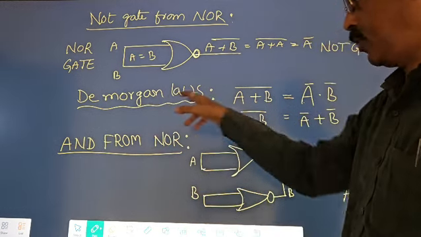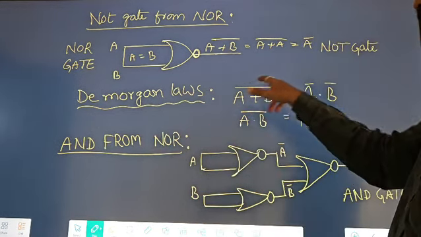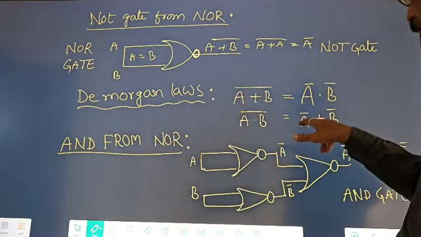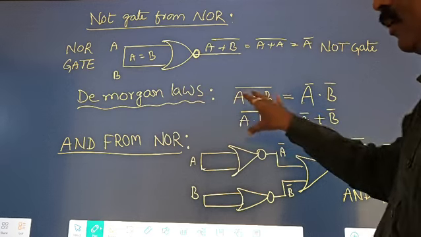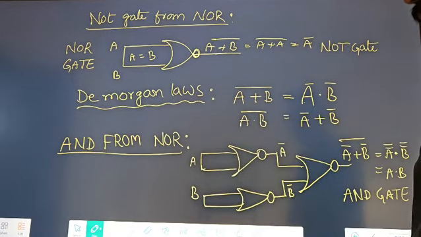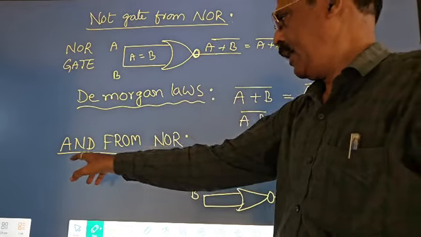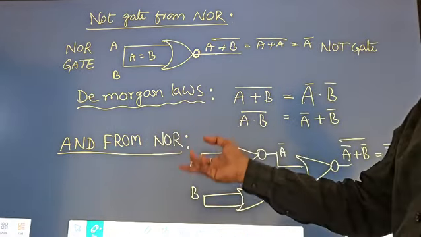Next, De Morgan laws. A plus B bar is A bar dot B bar. A dot B bar is A bar plus B bar. These are called De Morgan laws. By using the De Morgan laws, you can get an AND gate from NOR gates.